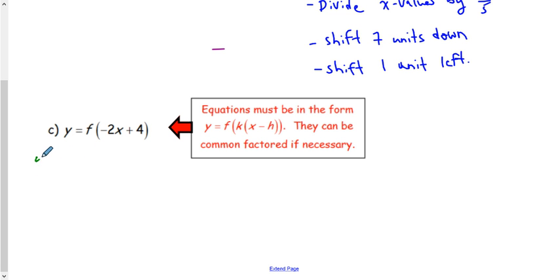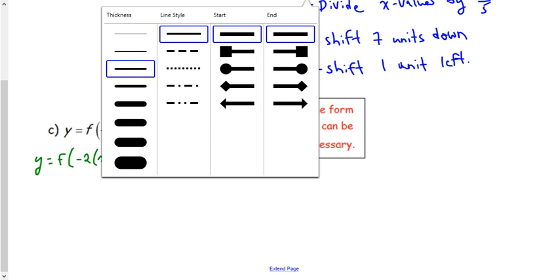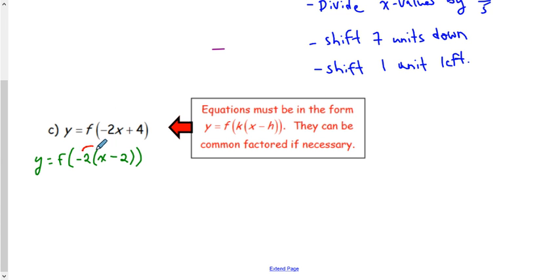So let's just rearrange this. We're going to say f, and now I'm going to divide a -2 out of each of those terms. So I'll divide out the -2, and I'll just be left with x here and -2 here. And I can see if I multiplied this -2 through the brackets, I would end up with the same thing I started with. Okay, so I factored that out, and now I'm ready to describe those changes.